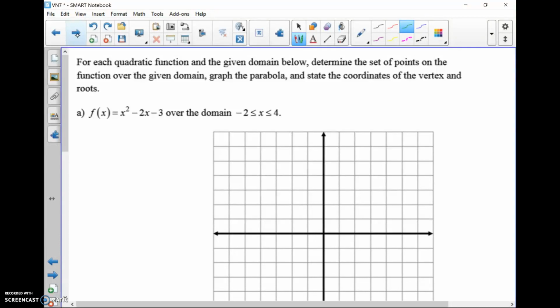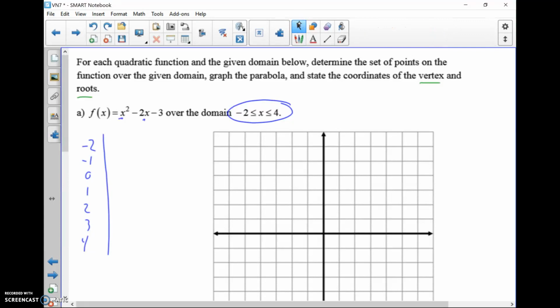Next page. So for the quadratic function given below, we want to determine a set of coordinates, state the vertex, state the roots. We're given a domain here. The domain is negative 2 to 4, so we're really working from here to here. So our whole picture is going to be contained in this little domain here. So how can we do this? Well, if we didn't have a calculator, using our domain, we'd have to do negative 2, negative 1, 0, 1, 2, 3, and 4, and then one at a time plug them in here. And that's not too bad, but it's a little tedious, but luckily we have graphing calculators that allow us to have a shortcut.